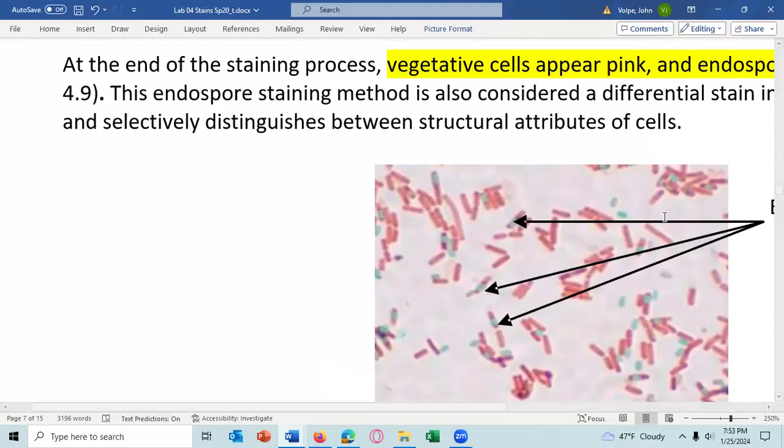So those are the endospores here, and you can see endospores here and there too, but there's a difference, and that is these endospores are inside a cell. And so that cell here is making this endospore, and this endospore is almost done developing.